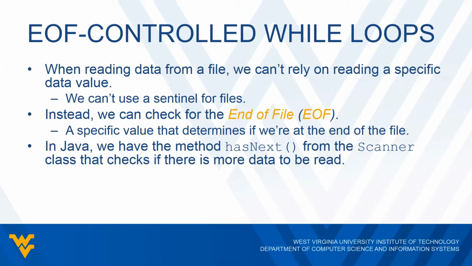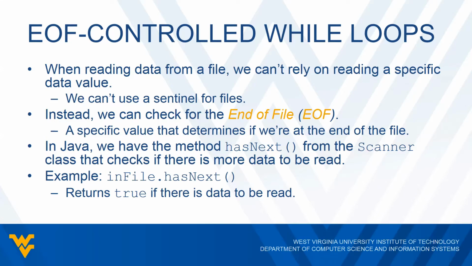So let me give you an example. We can do something like infile.hasNext, where infile is our Scanner object created from the file reader. This will return true if there's still data to be read. It takes a look to see if there's still something in our file. And if there is nothing, if we're at the end of the file where we read this end of file value, then this method would return false.